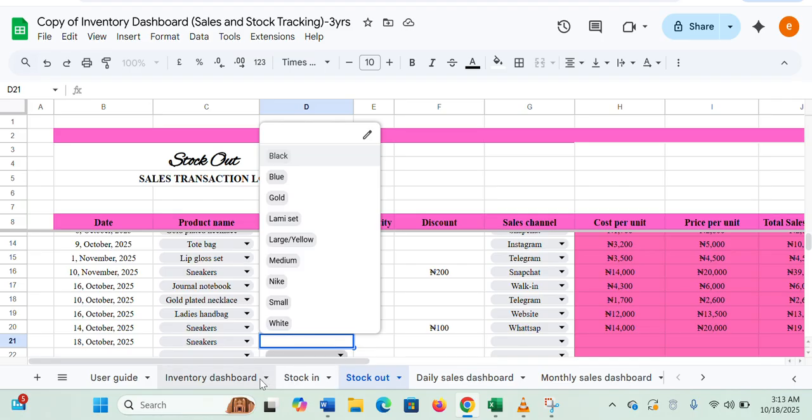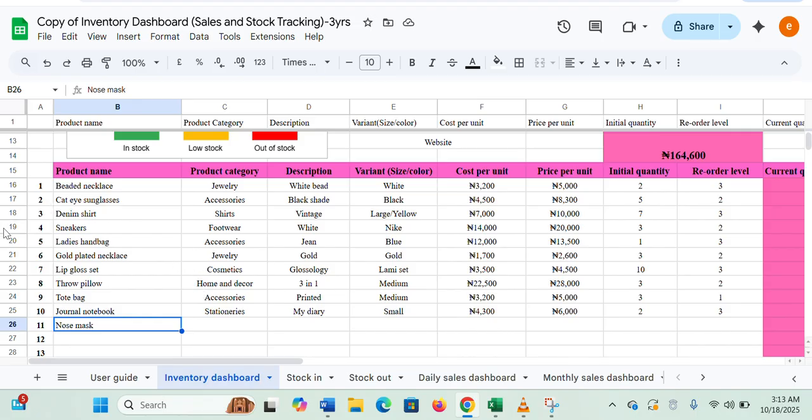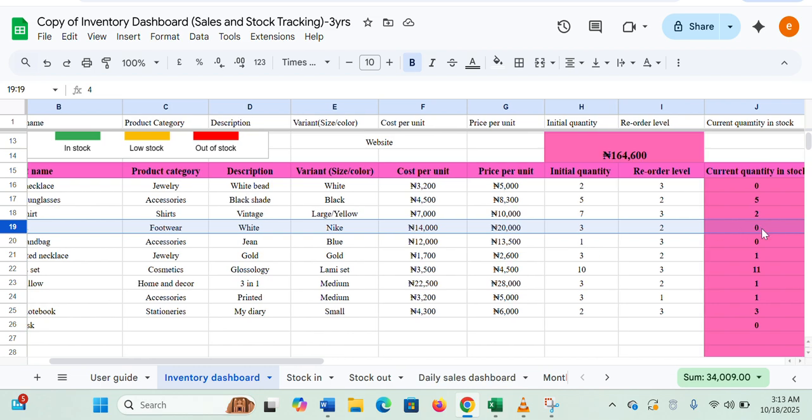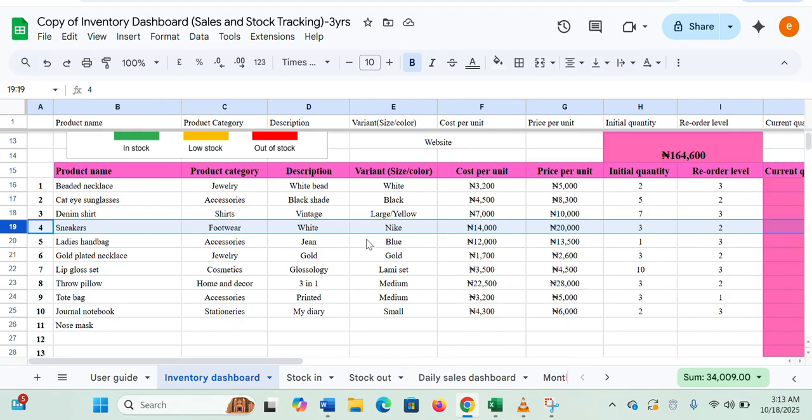So if you look at your inventory sheet, what you had input for sneakers, the variant you have is Nike, and the cost price is 14,000. Price per unit is 20,000. In fact, you don't have that particular product in stock. So if I go ahead to input that product, it's going to input -1, and that is an error. I hope that you understand that. But let's deal with a product that I currently have in stock in this sheet.